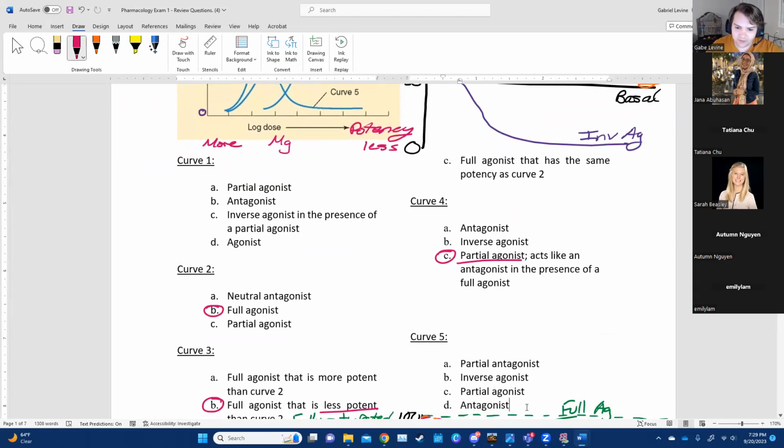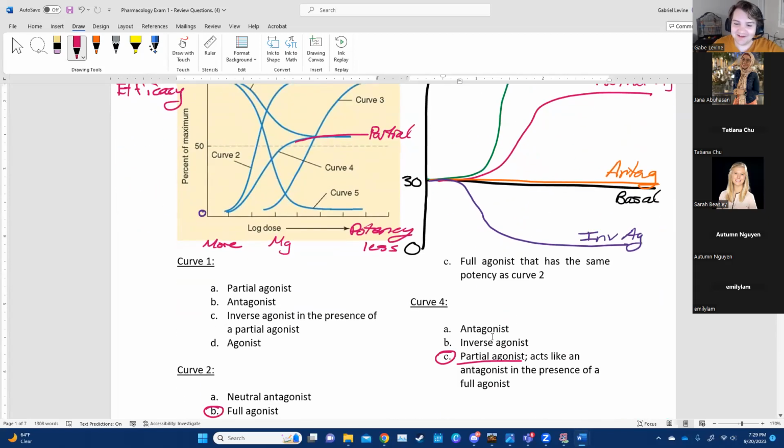Oh, did I add this in? Oh, I added this in to make it harder. That's why. That's what I did.